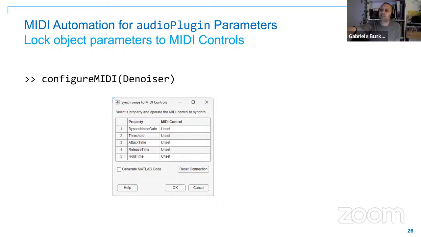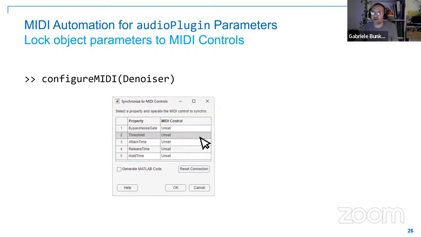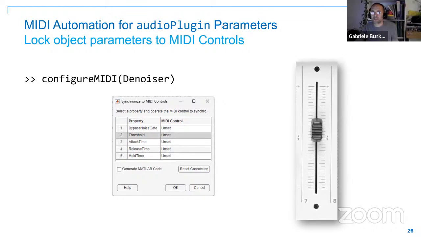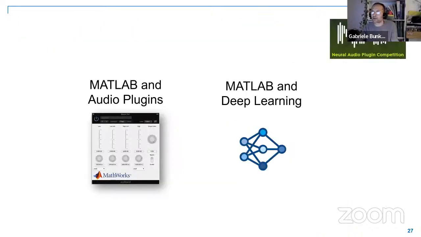So if I run this command, configure MIDI on the denoiser, you may remember that it had these 5 parameters. And what you do is it gives you this UI. You click on one parameter, you go to your controlled surface, you touch your control, MATLAB senses what you touched, and immediately locks the plugin parameter to the control. And so even if you're using the plugin in code, by moving the MIDI controls online, offline, while you execute the code, while you don't execute the code, the audio plugin in MATLAB will reflect the position of the control. All right. Useful for a few workflows.